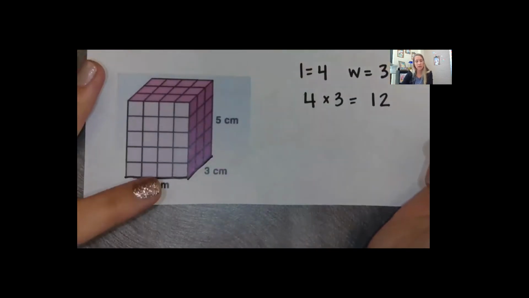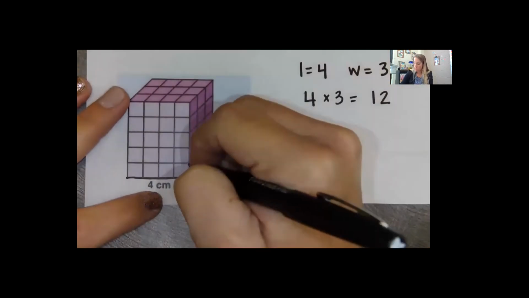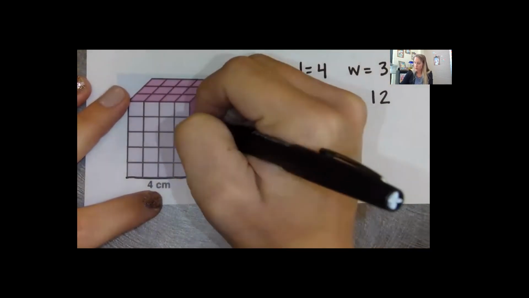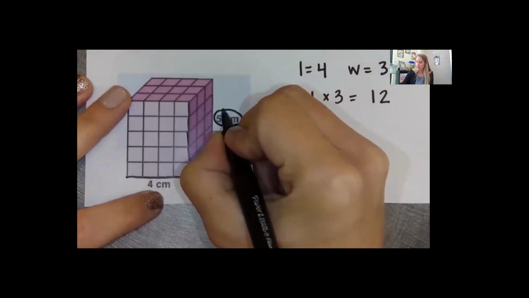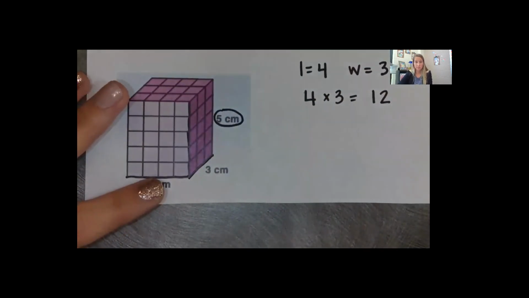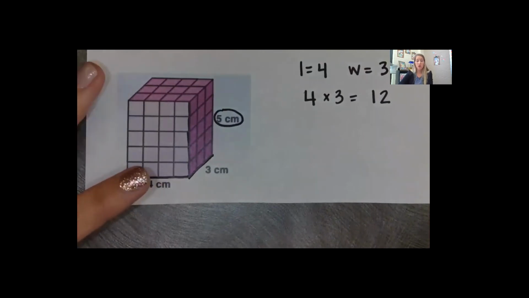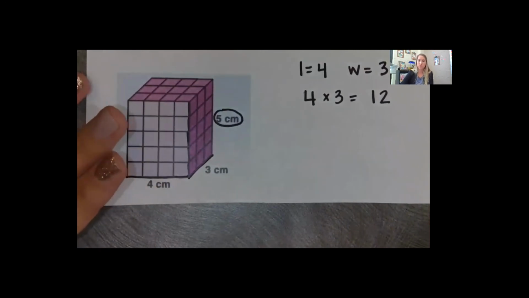Let's count. Can you count the number of layers with me? 1 layer, 2, 3, 4, 5. 5 layers. I'm noticing again a connection to the height dimension. And so, if there are 5 layers of 12, what would we do to find the total number of unit cubes? You're right. We need to multiply the number of layers, which was 5, by the number of unit cubes in each layer, that was 12.